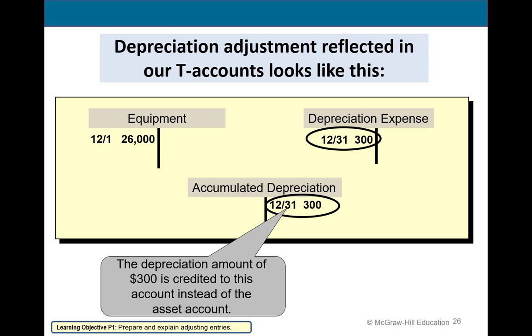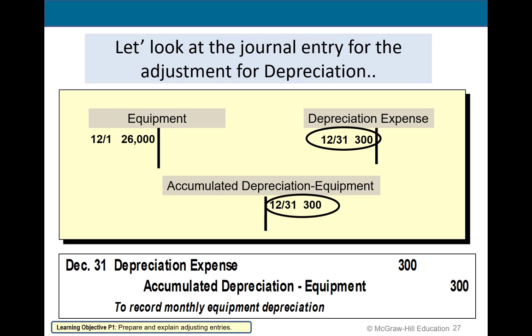And when these two are put together on the balance sheet, we get what is called book value. The journal entry: we debit depreciation expense for $300. We credit accumulated depreciation, equipment, $300. Remember that accumulated depreciation is a contra asset account. It goes in the asset section underneath the equipment that it pertains to, but it has an opposite normal balance.